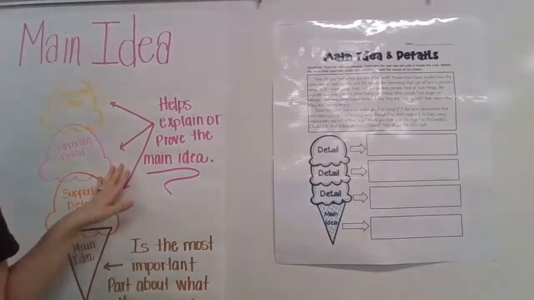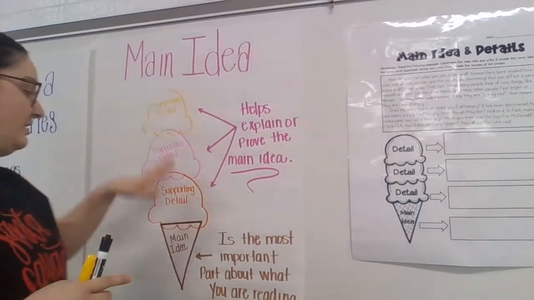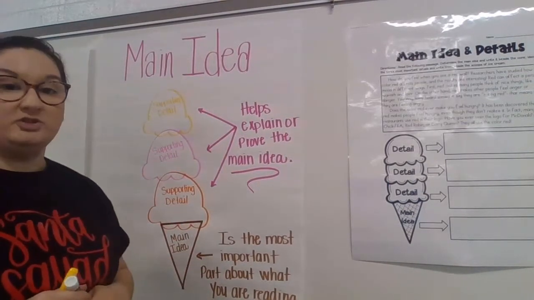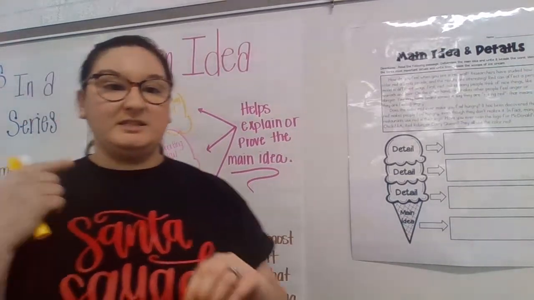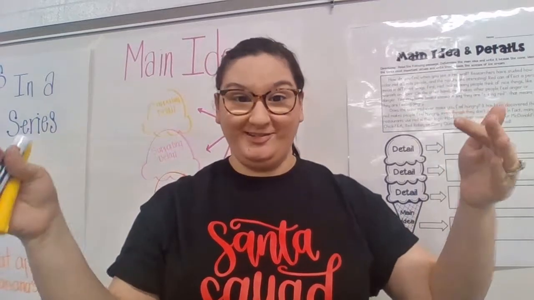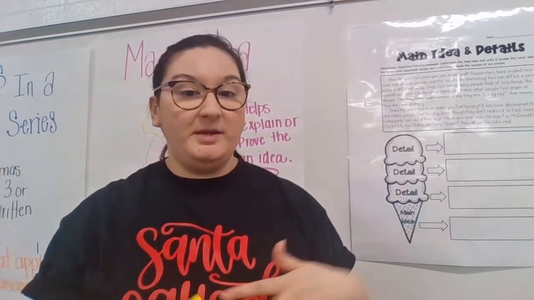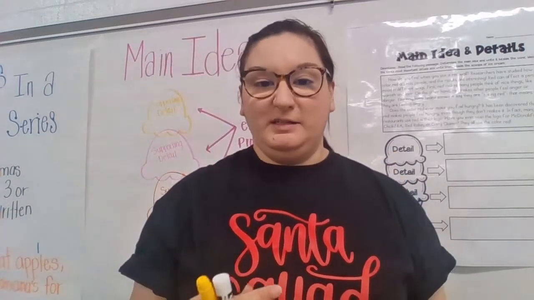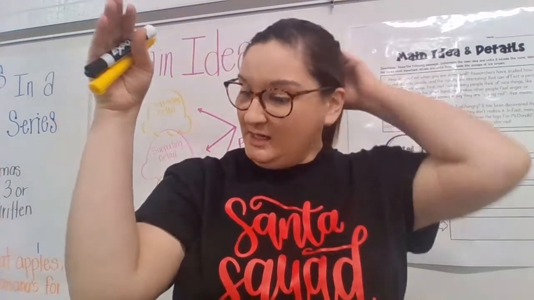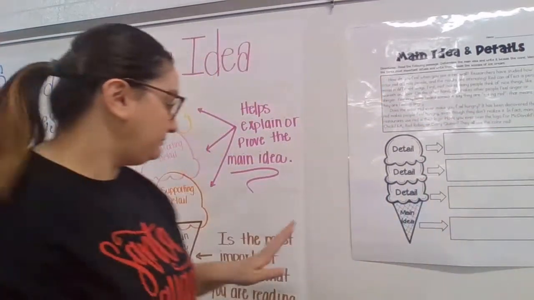So I drew an ice cream cone to help you think of it. Your cone is your main idea. It is the most important part about what you are reading. It's going to be more than one word, and it's not going to be your title. You actually have to read the book, the passage, or the paragraph to find the main idea. It's not going to be your topic. It's not going to be your title. You actually have to read to find the main idea.